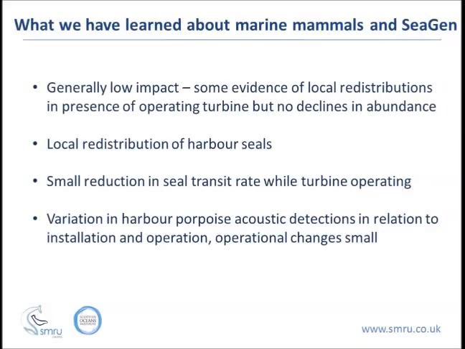So from the strands of monitoring we've looked at, the big picture that's coming out of the data is that the turbine generally is having a very low impact on the marine mammal populations. There is some evidence of local redistribution in the presence of the turbine, but we haven't seen any declines in abundance over the 5 years that we've been monitoring.